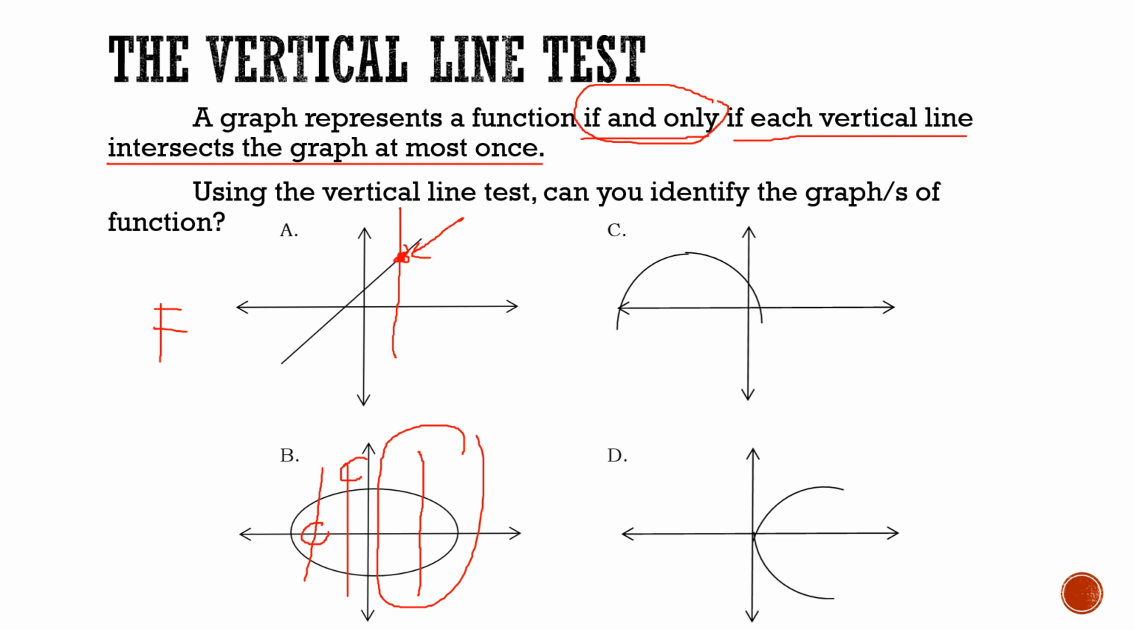Now, with letter B, once we apply the vertical line test here, there's one point of intersection here, and another point of intersection here, which is the second point of intersection. So this graph does not represent a function. It's a relation, but not a function.